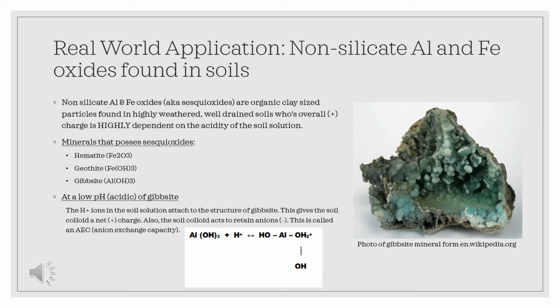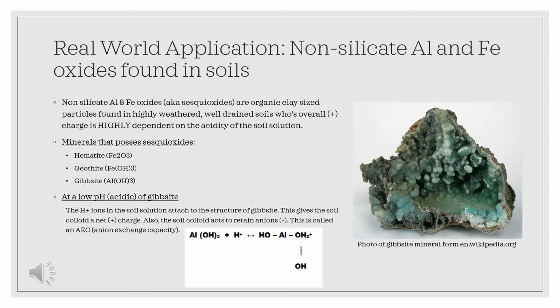Now let's look at a real-world example of how a low pH level can affect a soil solution. In the world of geology and soils, non-silicate aluminum and iron oxides are organic clay-sized particles found in highly weathered, well-drained soils in warm, humid, and subhumid tropics. The overall positive charge of the soil colloid is highly dependent on the acidity of the soil solution, meaning it won't have a positive charge if there's not a low pH level.